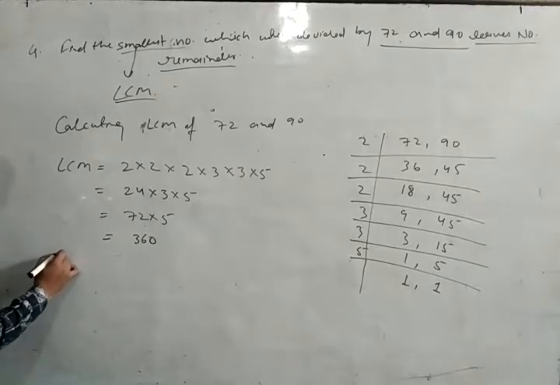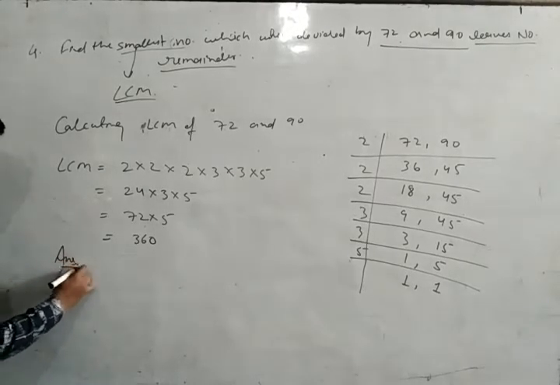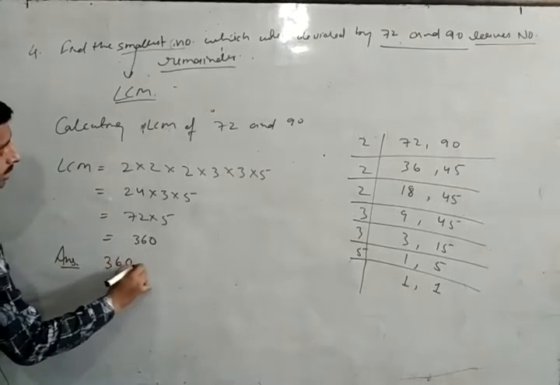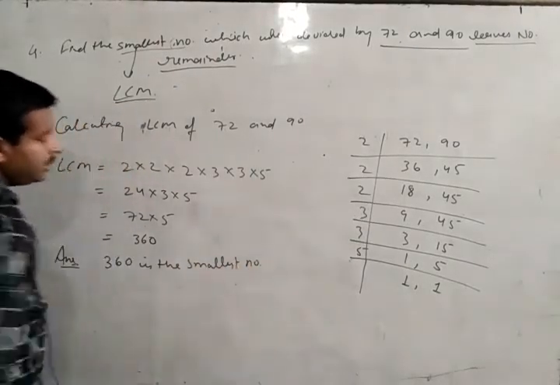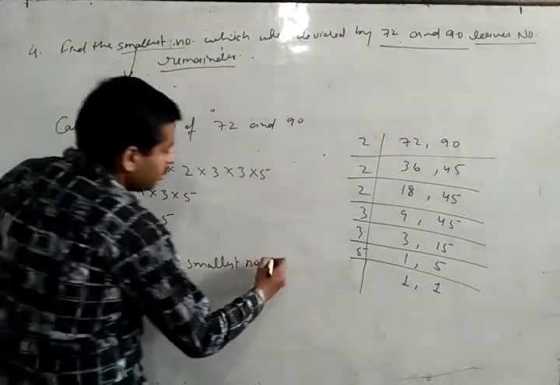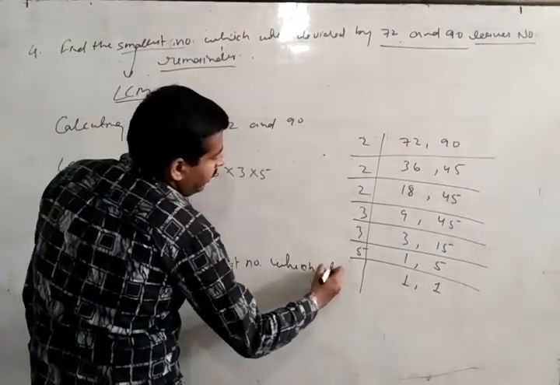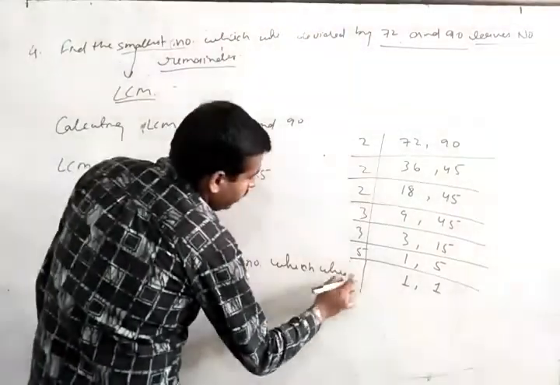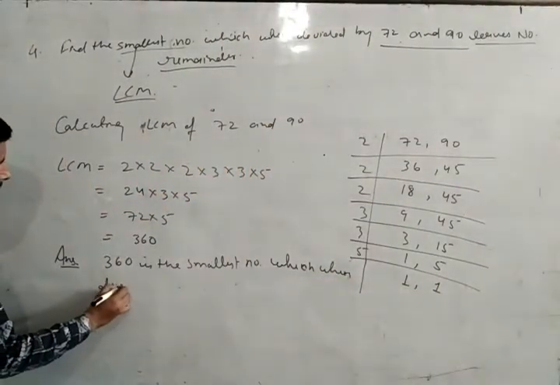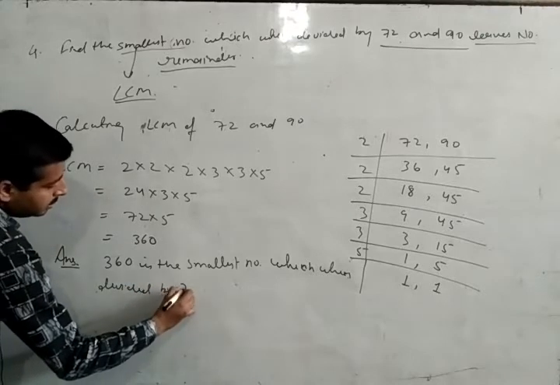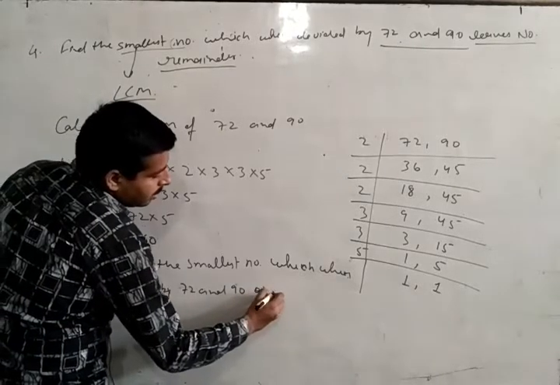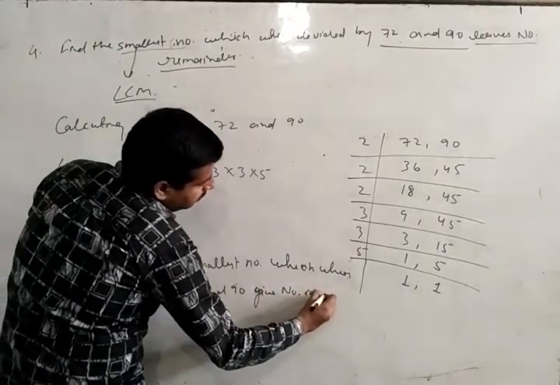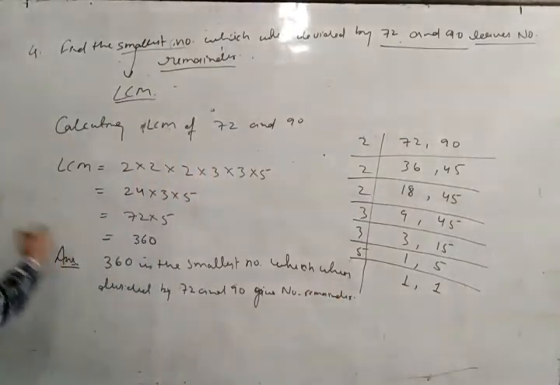So the answer is: 360 is the smallest number which when divided by 72 and 90 gives no remainder. And it's your answer. What do you have to do in this type of question?